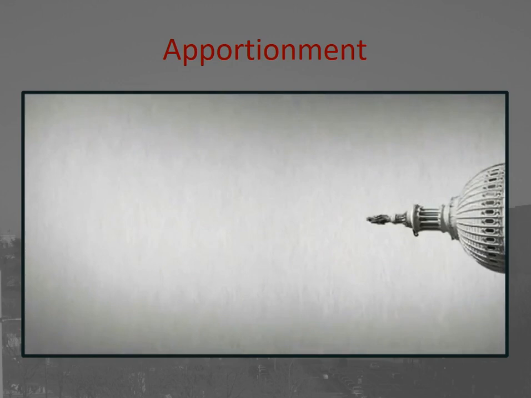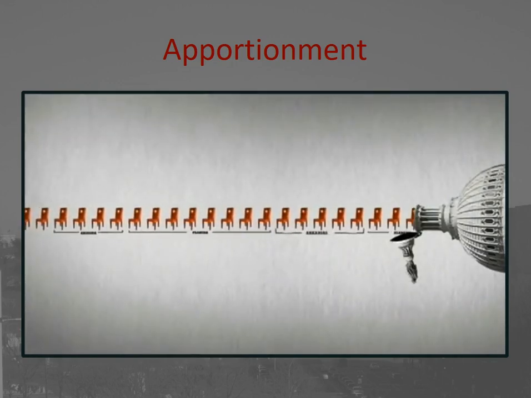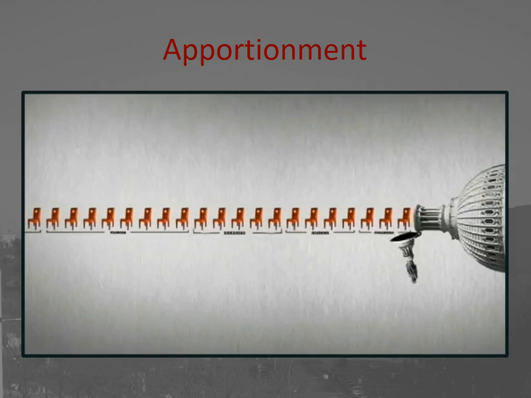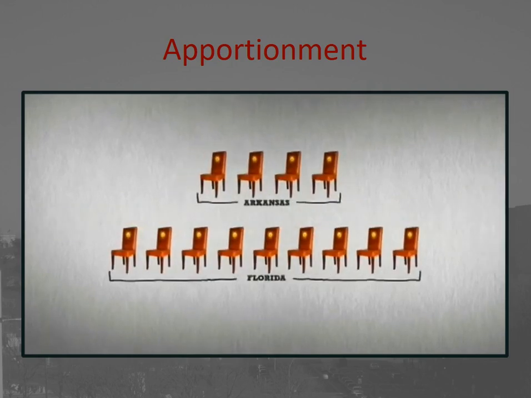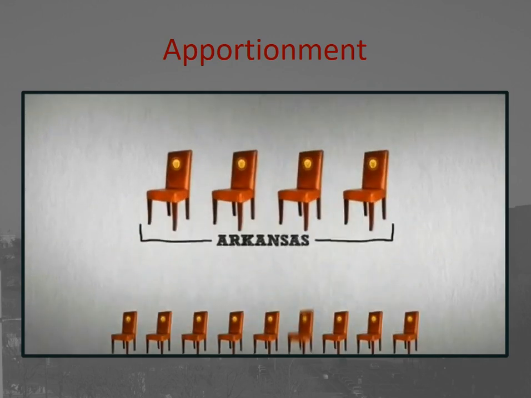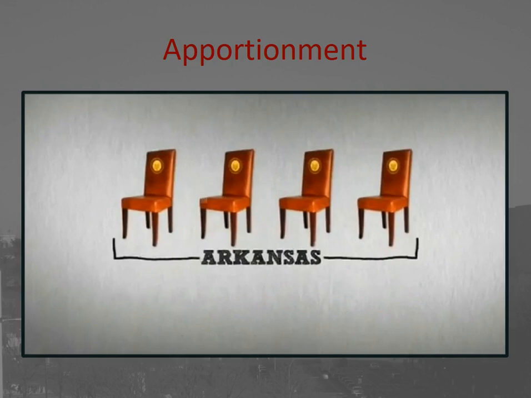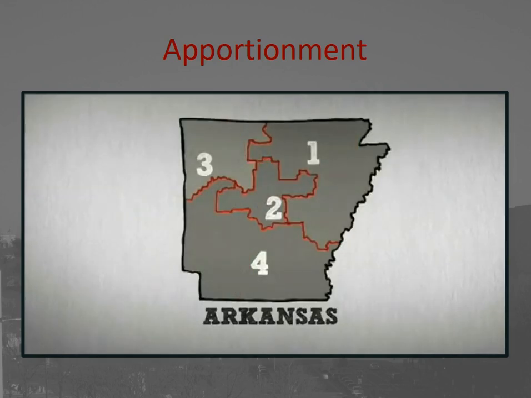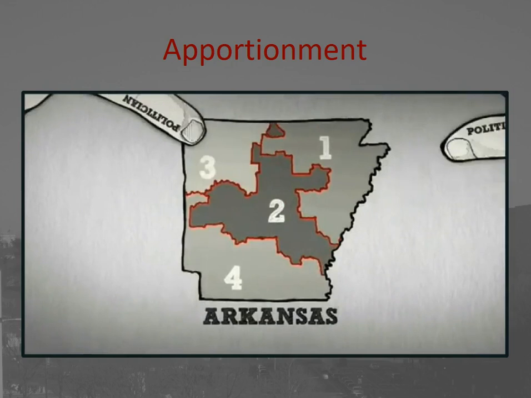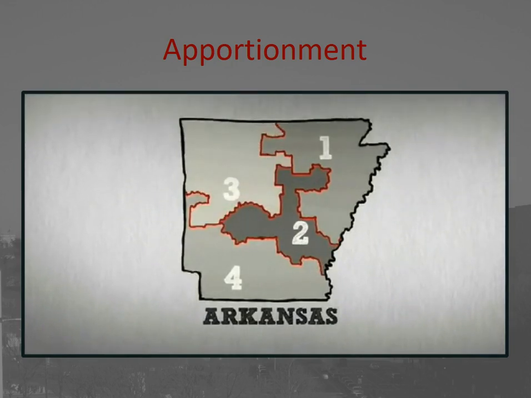Census numbers are used in the process of reapportionment to determine how many of the 435 congressional seats each state gets. As states grow in population, they get more seats, and they take those seats from states that have grown less quickly. After each reapportionment, every state must alter the boundaries of their congressional districts to account for these changes.